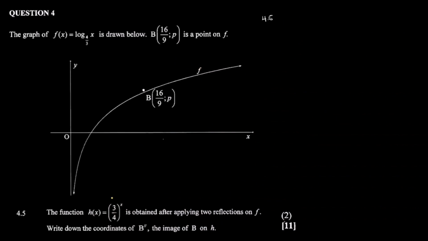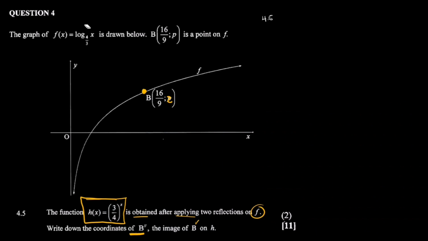Now, an interesting one, we have this function, right? This function is obtained by applying two reflections on f. So we're going to take this graph of f and apply two reflections. Now they're asking us to write down the coordinates of b prime prime, which is the image of b on the graph of h. So essentially what we're saying is that we know the coordinates of b, which is 16 over 9 and 2. So these are the coordinates of b, and they are on this graph.